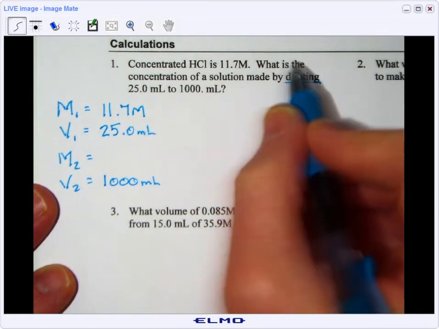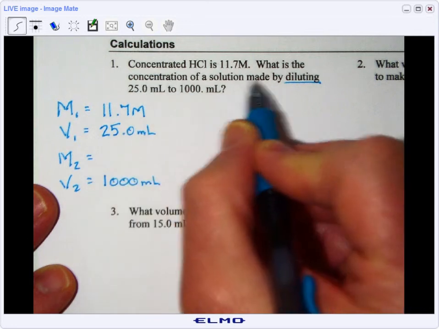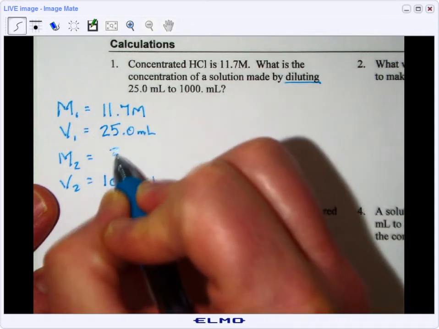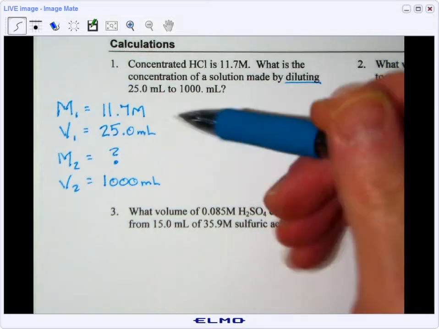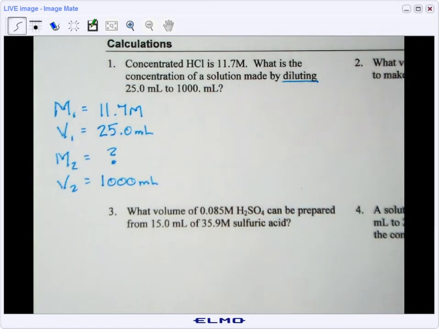And it says, what is the concentration made? So I'm looking for the concentration that I'm going to make. That part right there, pulling these out and identifying them, is your biggest challenge, getting them right, okay? Because there's always a tendency, well, I'll put the first two as M1 and V1, and the second two as M2 and V2. It doesn't work that way always. So you've got to be careful of that.